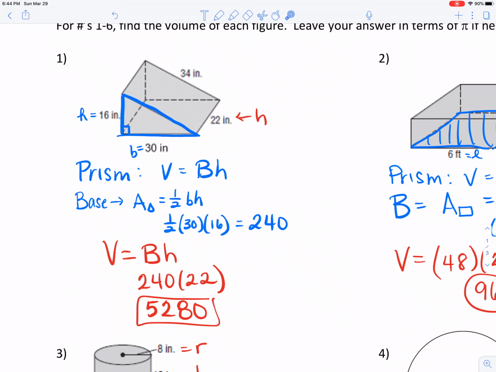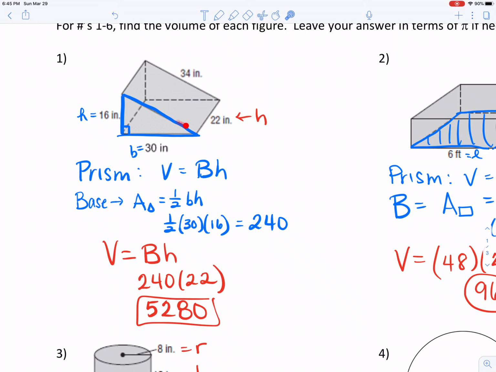So here's number 1. This is a prism as opposed to a pyramid because we have the triangle bases that are parallel to each other and then the 3 rectangular faces around it. So to get the volume of a prism, you do the big B times H. The big B in this case is the area of the triangular base.